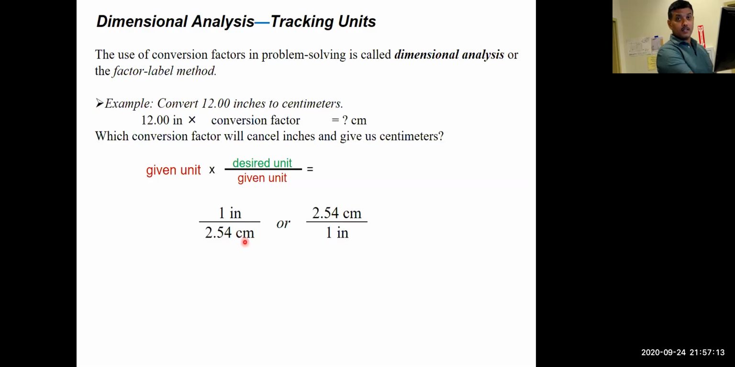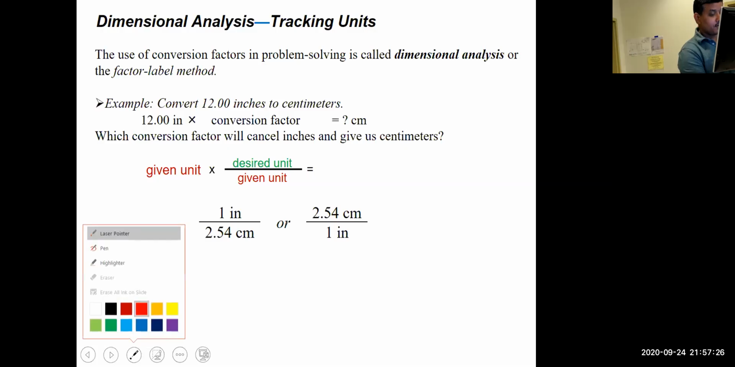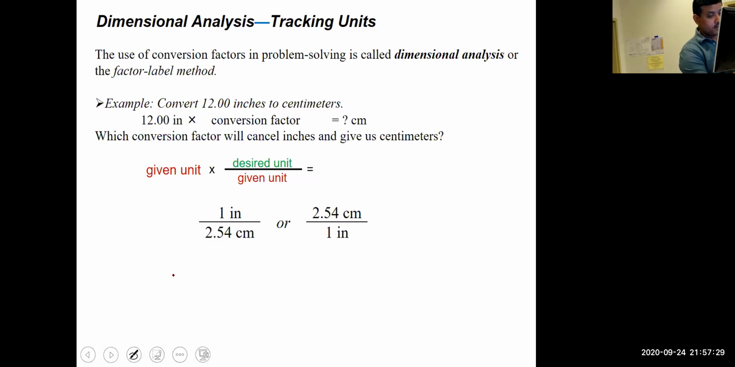This one has centimeters in the denominator, so you cannot use this conversion factor. But this one has inches in the denominator, so you can use this conversion factor to multiply with the given 12 inches. If you do that, you will have 12 inches multiplied with 2.54 centimeters over 1 inch.